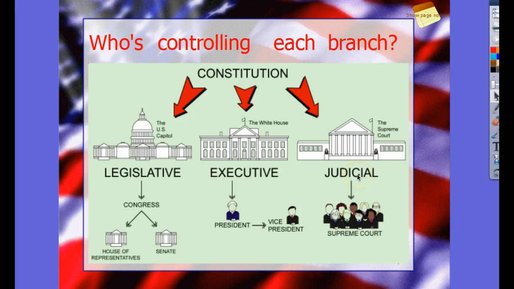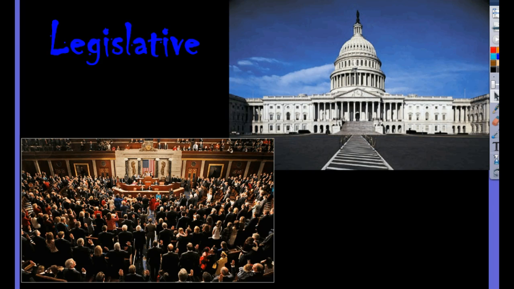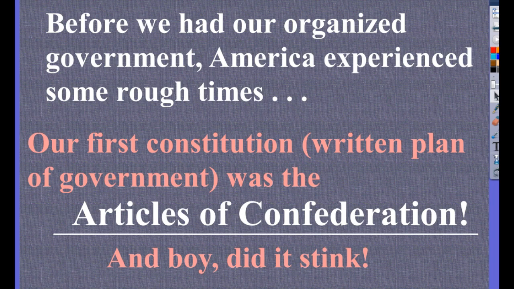Then we have the U.S. Supreme Court, which makes up the top tier of the judicial branch. Basically, your judicial branch is made up of all your courts, and of course the highest of courts is the Supreme Court. Legislative makes the laws, executive enforces them, and judicial interprets them, making sure they're constitutional, that they don't go against the Constitution and your rights. Obviously, these guys have changed. Now, our first constitution, like I said, was called the Articles of Confederation.